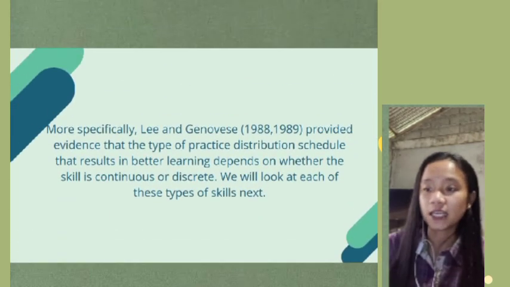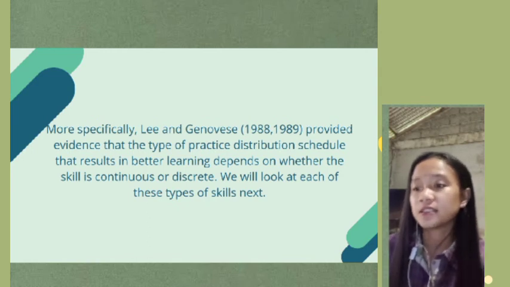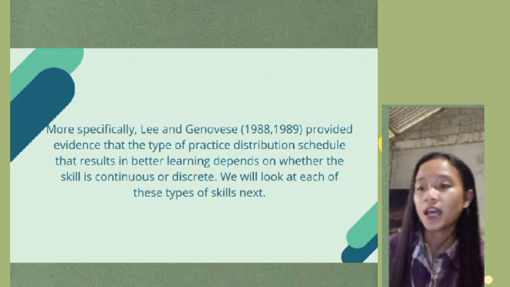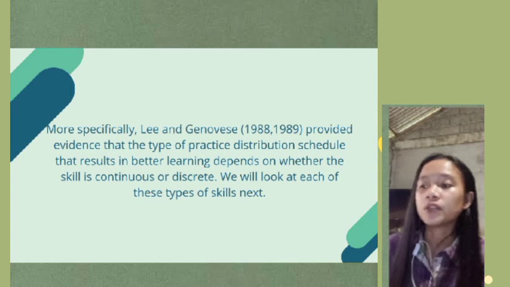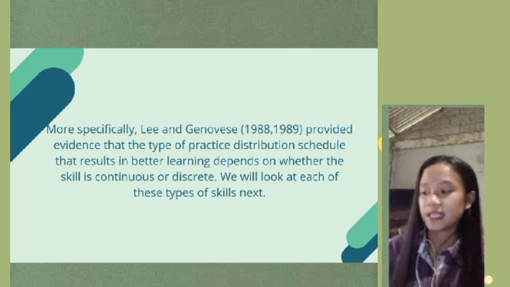More specifically, Lee and Genovese in 1988 and 1989 provided evidence that the type of practice distribution schedule that results in better learning depends on whether the skill is continuous or discrete. We will look at each of these types of skill next.